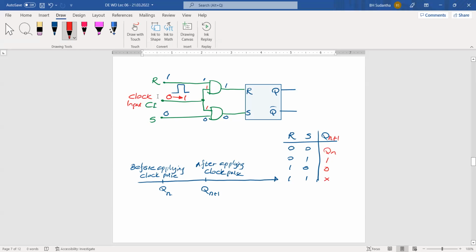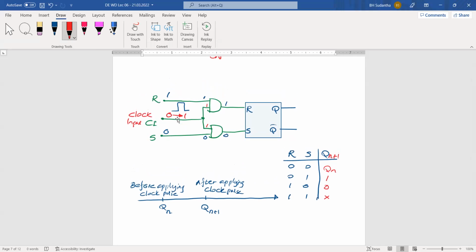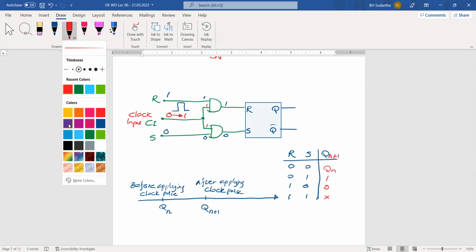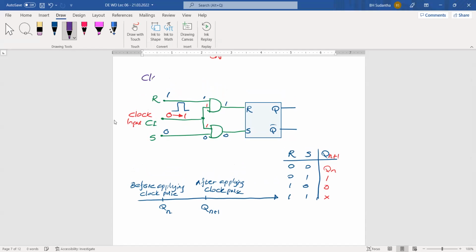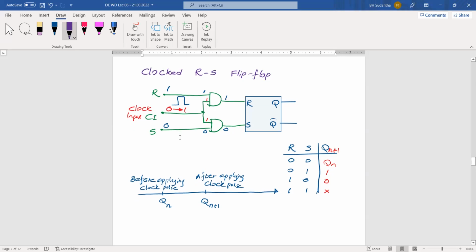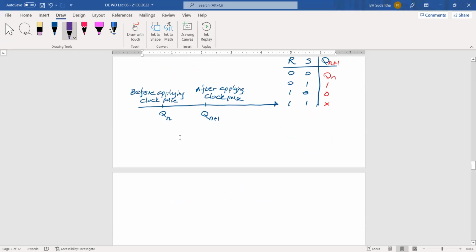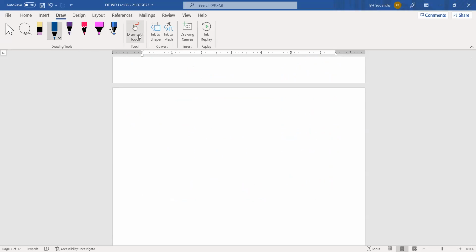And for this special type of arrangement, we'll give a different name. This is a clocked RS flip-flop. Whatever latch is having a clock input, we call it a flip-flop. Okay, that's the difference between an RS latch and a clocked RS flip-flop. Then the block diagram of this one is something like this now.